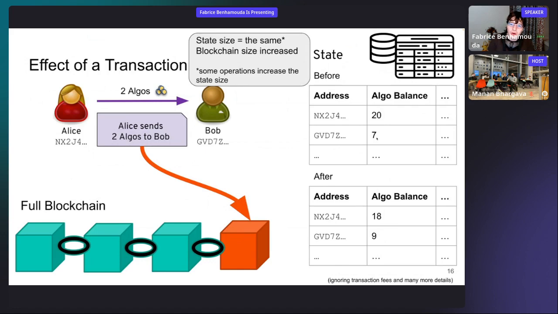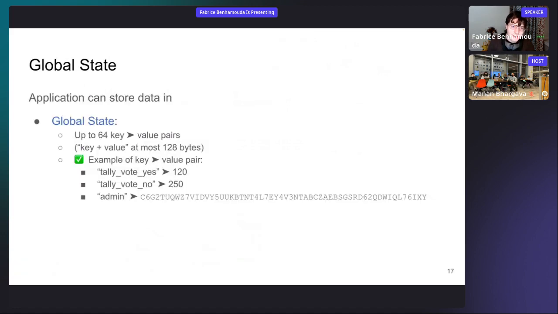So some operations will always add rows, like if you create a new account, but many operations just update the state. That's why the state is so much smaller than the full blockchain. And actually, yes, most of the nodes on the blockchain only store the state and not the full blockchain for this reason.